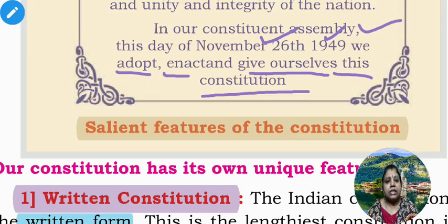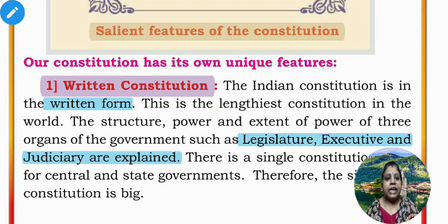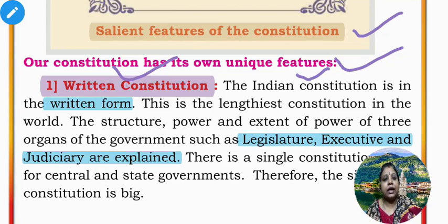Let us discuss the salient features of the Constitution. Our Constitution has its own unique features. First salient feature is that ours is a written Constitution. The Indian Constitution is in written form.